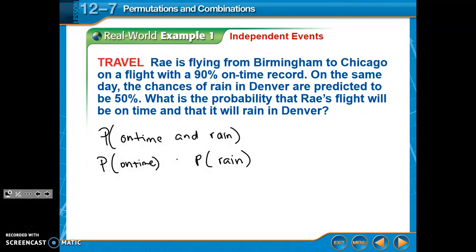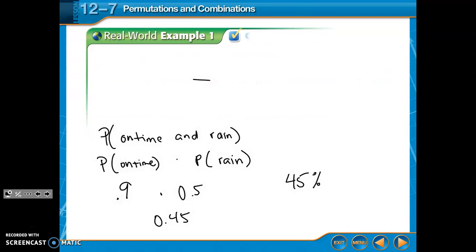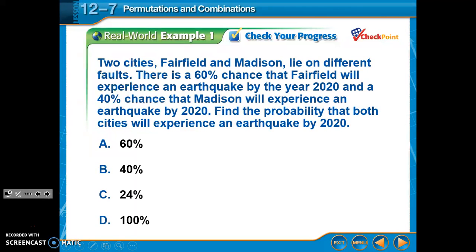So the probability of being on time is 90%. So we're going to put this as 0.9. And the probability of it raining is 50%. So I'm going to put that as 0.5. And I just multiply those two numbers together. So 0.9 times 0.5, I get 0.45. So we can say there's a 45% chance that it will be on time and that it will rain in Denver. Okay, you guys try this one.